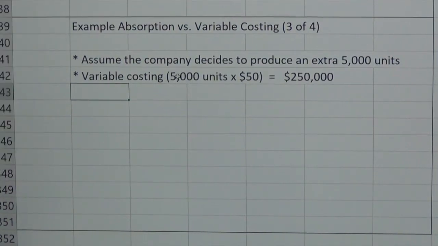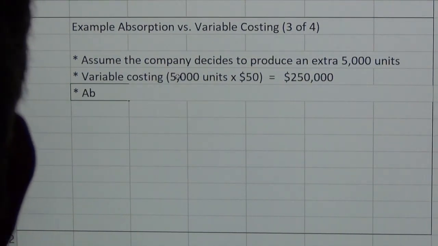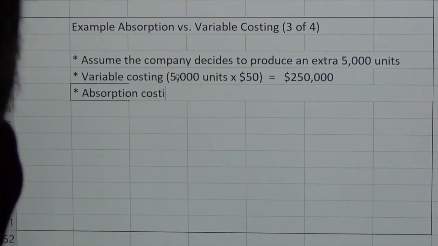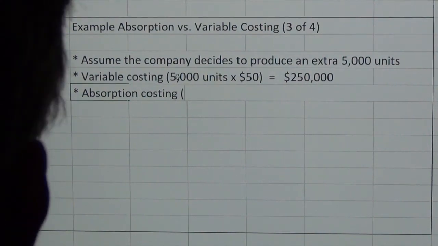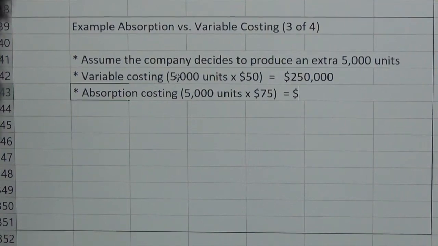So if we're trying to know what's this going to really cost if we want another 5,000 units, what's it going to cost us? Well, if we first look at variable costing, we just simply take the variable cost times the number of units, and that's going to come out with 250,000. If we looked at absorption costing, it's going to tell us we'll take the 5,000 units and multiply it by 75. And that's going to be equal to $375,000.